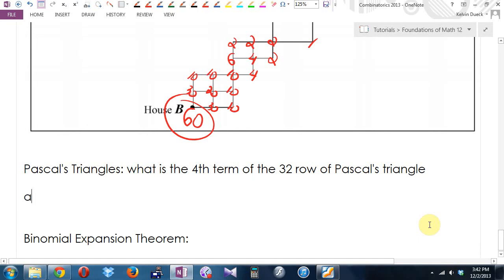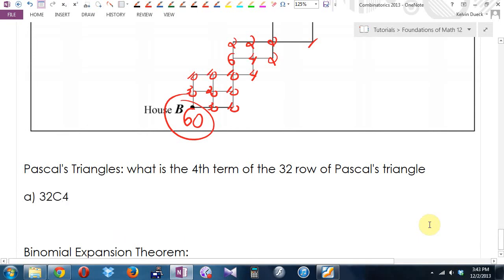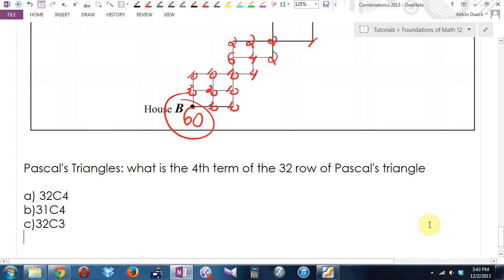Now, before you call this out, if this is multiple choice, here's what I'll have for you to pick from. A, 32 choose 4. B, 31 choose 4. C, 32 choose 3. D, 31 choose 3. That's what I'll give you. I won't actually give you the numbers. What is the fourth term of the 32nd row of Pascal's triangle? 31 choose 3. Yep, minus 1, minus 1.